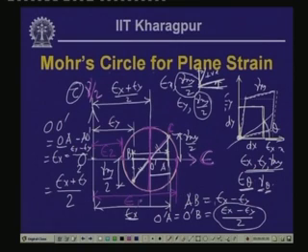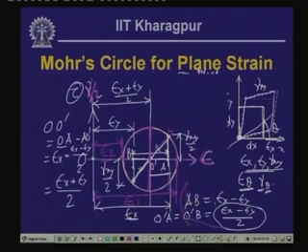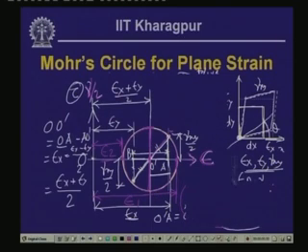So, if we know epsilon x, epsilon y and gamma xy, then we can compute the value of epsilon 1, compute the value of epsilon 2 and the shearing strain. Now, the value of epsilon 1, from this particular diagram, is equal to the distance O dash plus the radius.